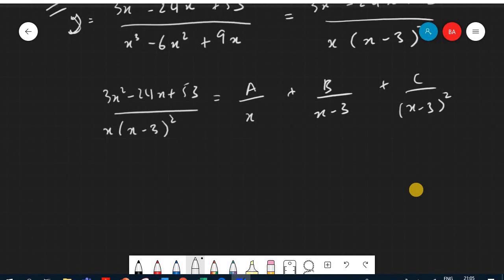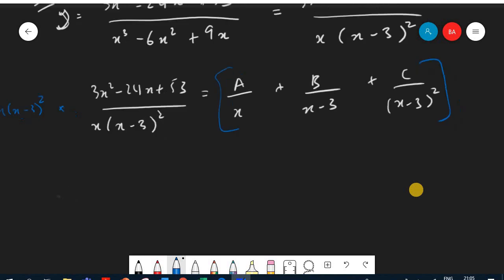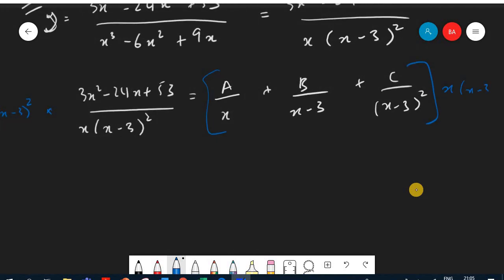And all we need to do now is multiply by this term here. So we multiply by x into x minus 3, the whole thing squared, and we multiply this whole part by x into x minus 3, the whole thing squared. And after you do this, you're going to get the terms to find a, b, and c. Then you substitute x is equal to 0, and then you substitute x is equal to 3, and if you find a and b, you substitute any value for x to find the value of c. So this is how to solve it.